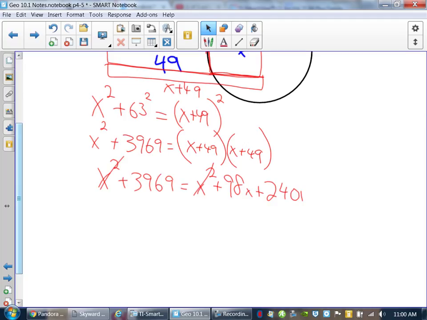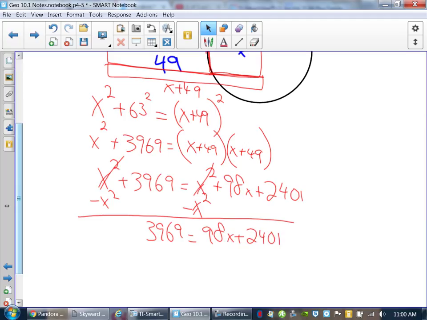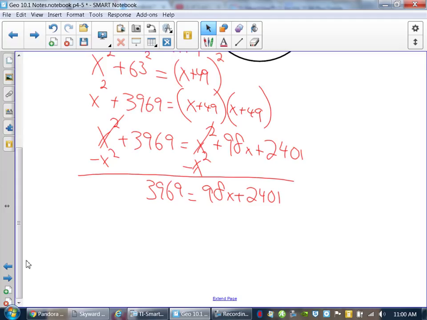And now you're in a two-step equation. Yeah, because all you're doing is this. You subtract it over, and it's gone. And now you have 39, 69 is 98x plus 2401. And that's a two-step equation, which all of you can do without a problem. The only thing that was weird is that you had to set it up with Pythagorean theorem and not forget to distribute twice. If you forget to distribute twice, this problem won't work.